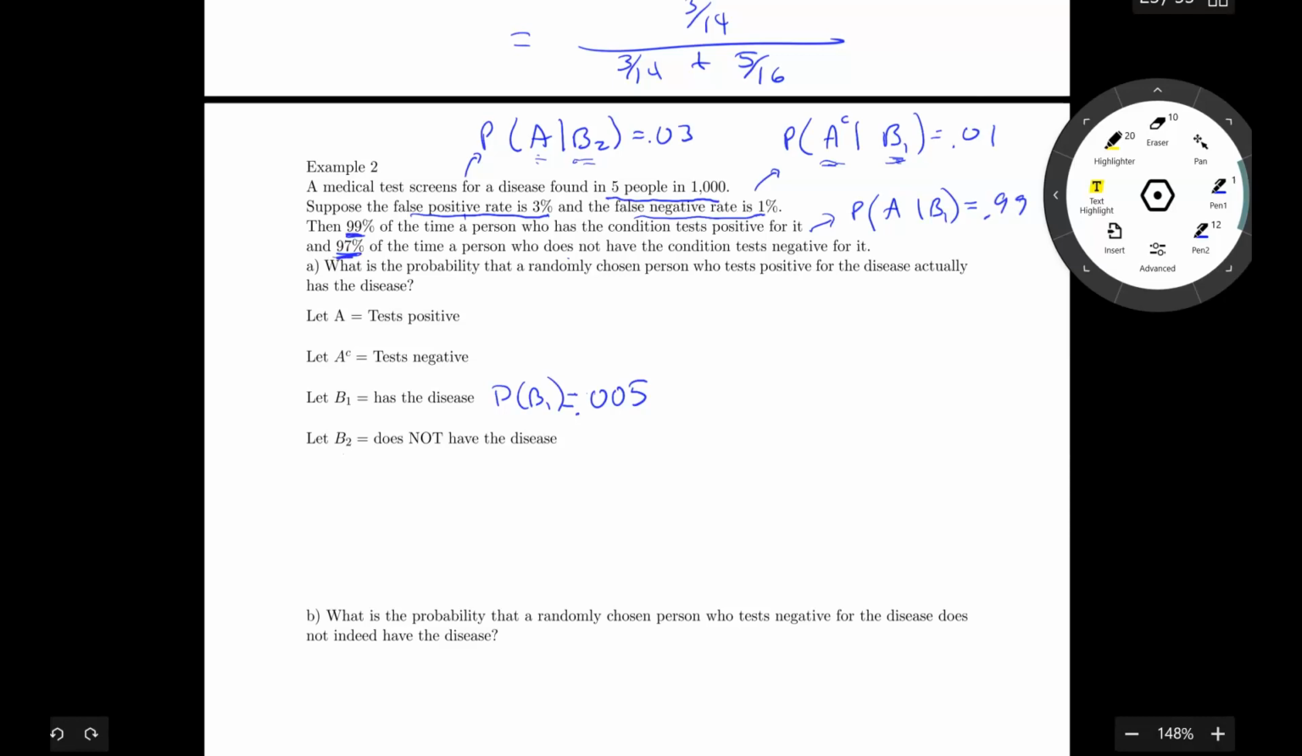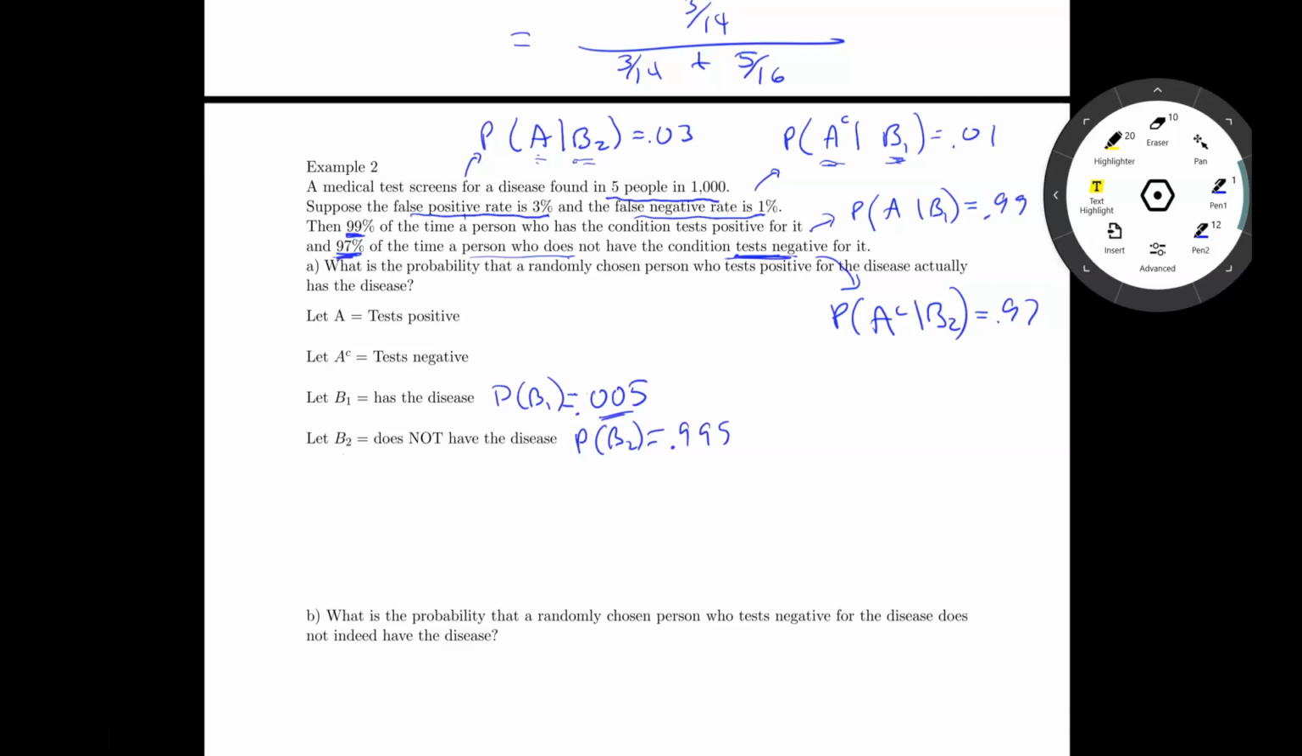97% of the time, a person who does not have the condition tests negative. That's good too, right? So what does that give us? Don't have the disease, test negative, that's 0.97. Okay. And we've got the probability that doesn't have the disease. So this is the probability has the disease. The probability that doesn't have the disease is going to be the complement, right? Has or hasn't, one or the other.